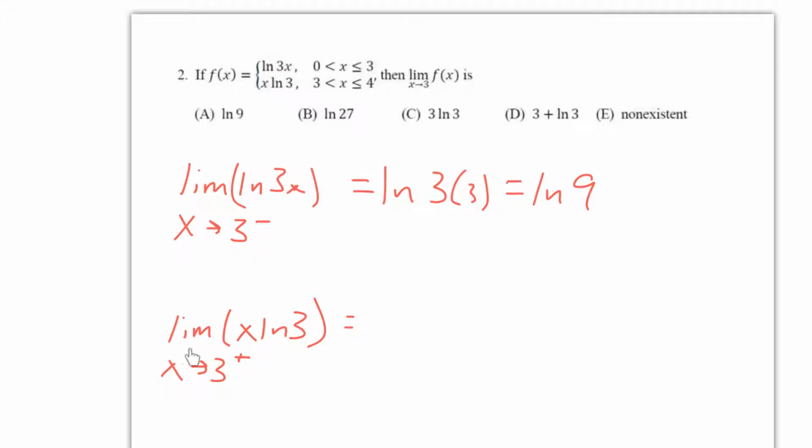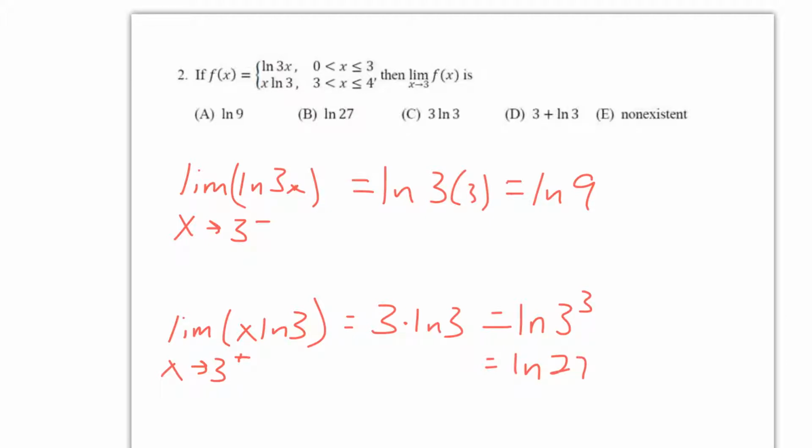This bottom one, if we were to substitute 3 in for the x, we would get 3 times natural log of 3. It's in a different form than this previous answer. Is this the same as this? Well, if we take this 3, the coefficient, we can make it an exponent using the power property. 3 cubed is 27.